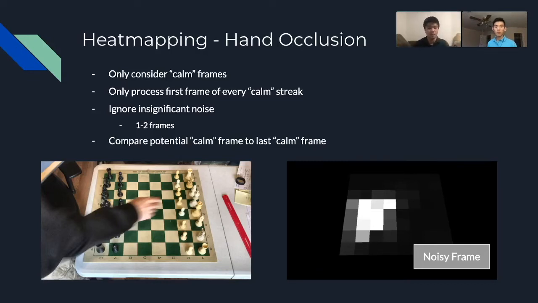In order to tackle this, we compare a potential calm frame, in this case the frame where the player's hand is sitting on the piece, to our previous known calm frame, the board without any occlusion. And then we look for a hand again. If we do see a hand, we throw out that frame again and we wait for another calm streak to start and then continue the process.